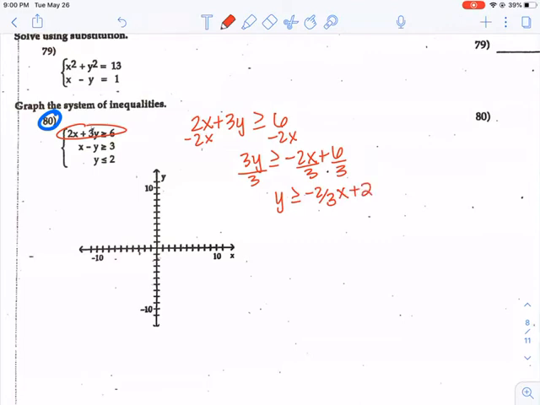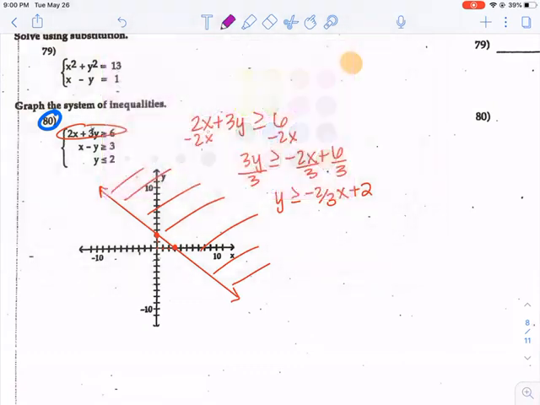So I'll graph that one first. The y-intercept is 2. Slope negative 2/3, so down 2 over 3. Greater than or equal to means it's going to be a solid line. So we'll just connect those two. And greater, we would shade above. Okay, oh, actually, well, we'll get to that later. Okay, so then the next one.